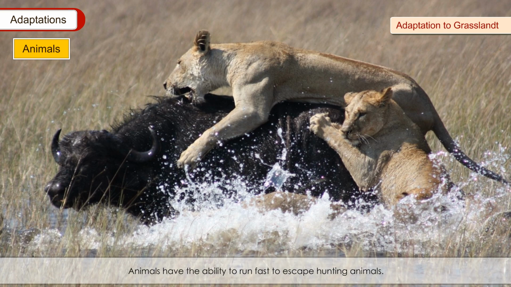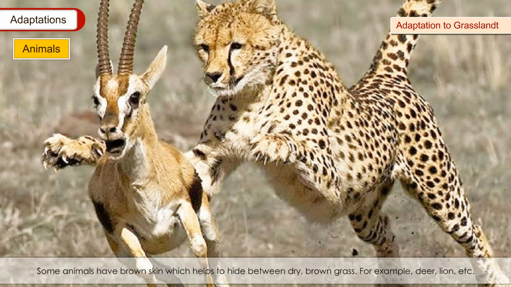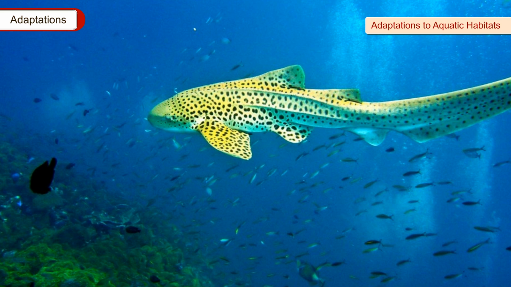Animals. Animals have the ability to run fast to escape hunting animals. Some animals have brown skin which helps to hide between dry brown grass. For example, deer, lion, etc.